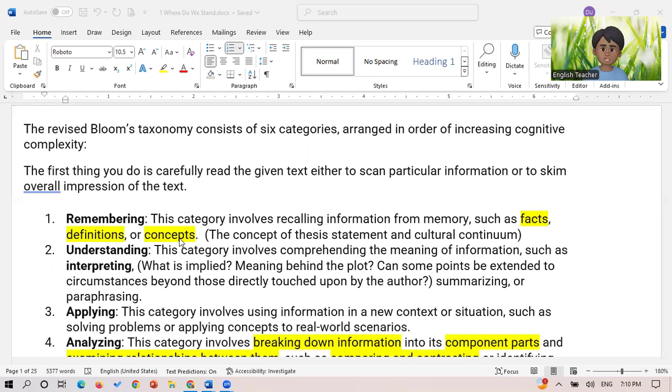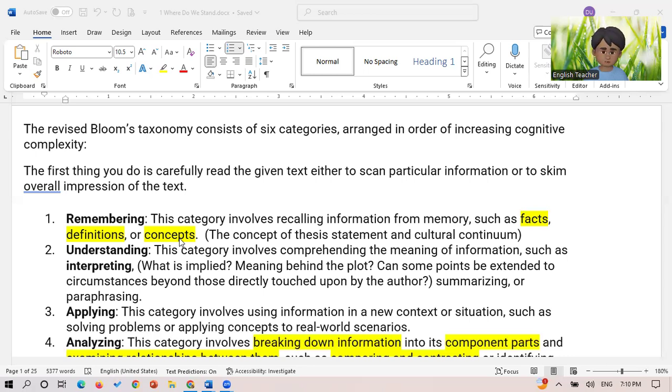So the assignment for this video is, at the end, now note the assignment. What do you understand by Bloom's revised taxonomy? What are the 6 categories of this taxonomy? Briefly explain each of these categories, and if possible, give an example for each category from any lesson that you have read in your grade 11 and 12 courses.